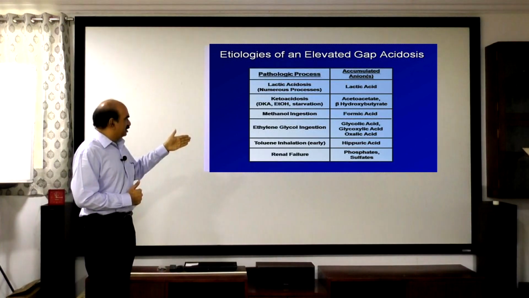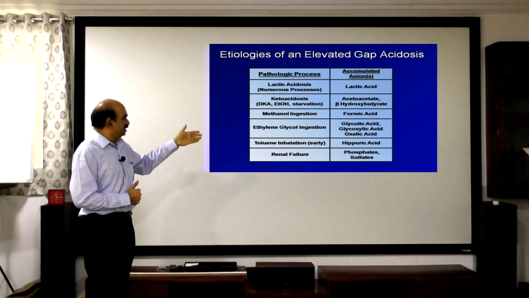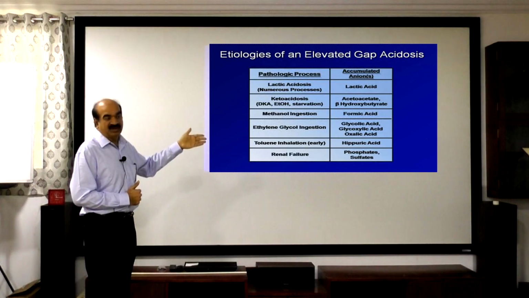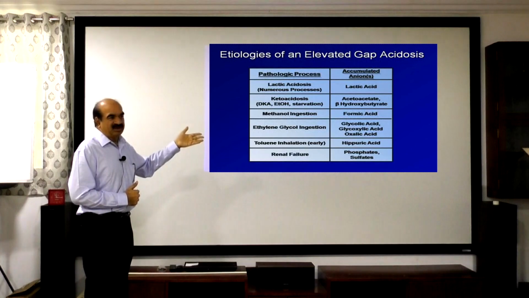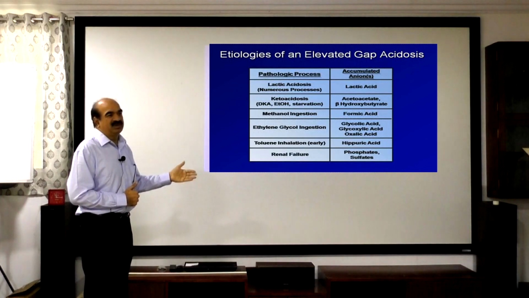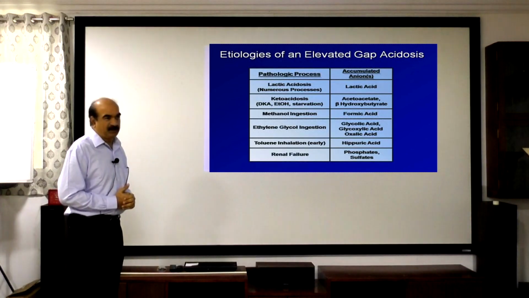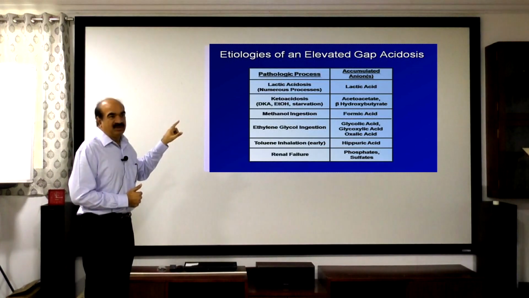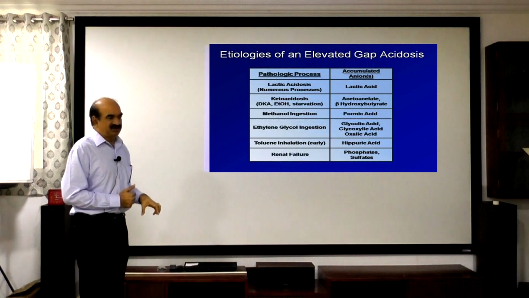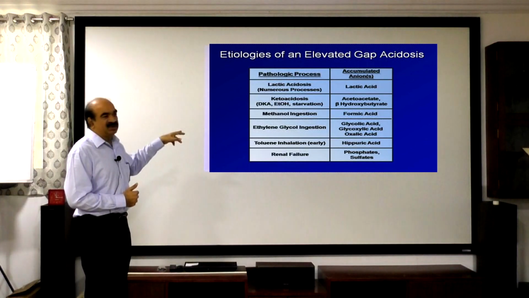In ethylene glycol ingestion, glycolic acid, glyoxylic acid and oxalic acid are formed. Oxalic acid is converted into oxalate and hydrogen ions. That oxalate is excreted in urine and forms urine crystals. In a case of high anion gap metabolic acidosis, if urine shows oxalate crystals, we should look for ethylene glycol ingestion.